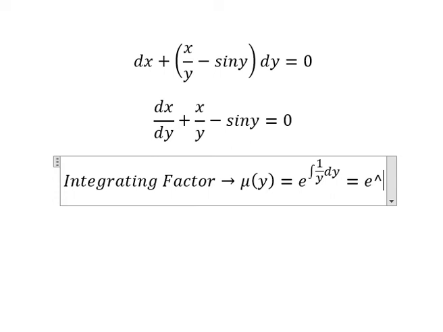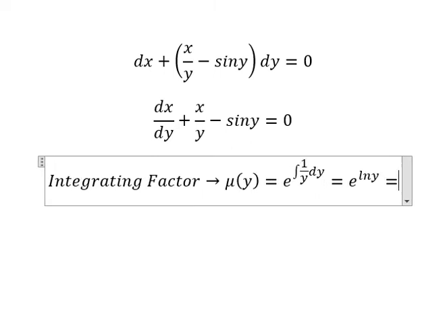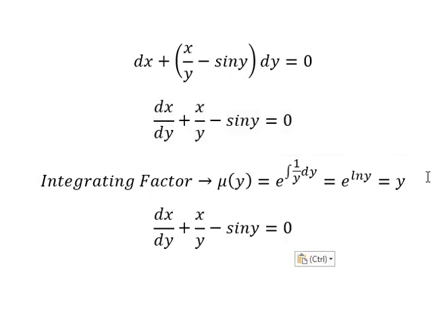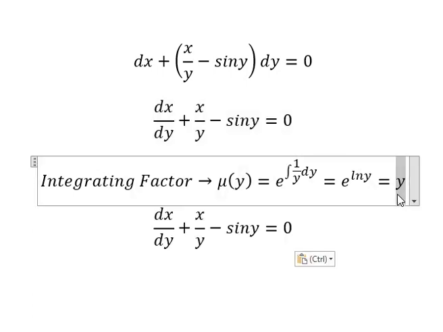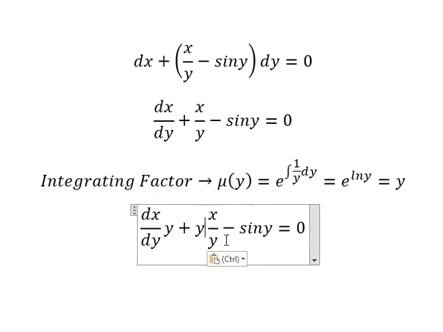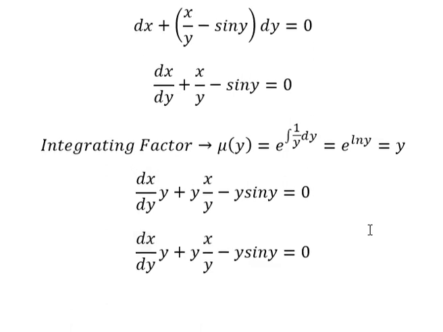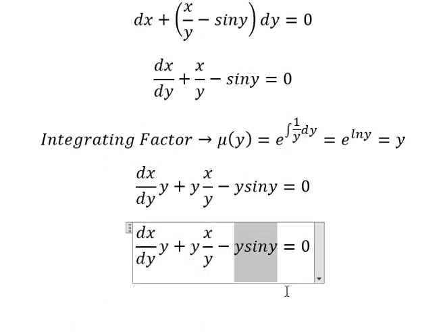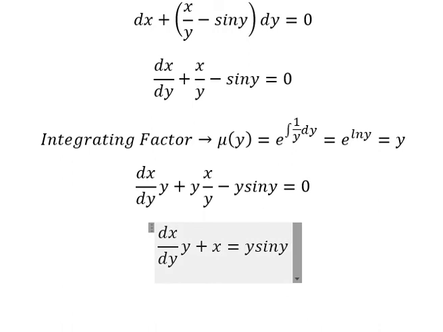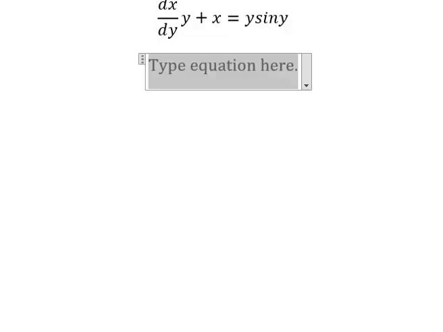And we have e to the power of the integral, and this one we have y. That means we multiply both sides by y. Now, I will put this one to the right. This one we simplify. Next, we can put the integration for both sides.